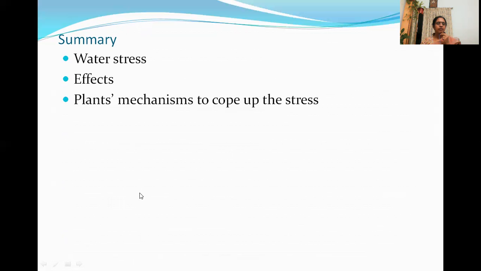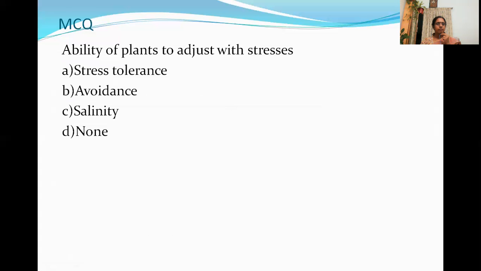And water stress is a very important factor with respect to agriculture and also environment. And we have discussed the effects of this on the crop yield because it reduces the crop yield and then the agriculture produce. And there are many mechanisms in plants, especially in xerophytes and mesophytes, to cope up with this stress. That is especially the water stress.